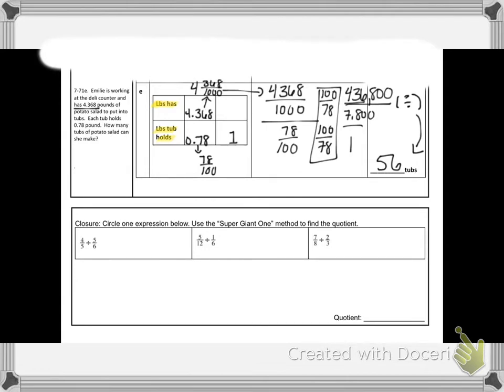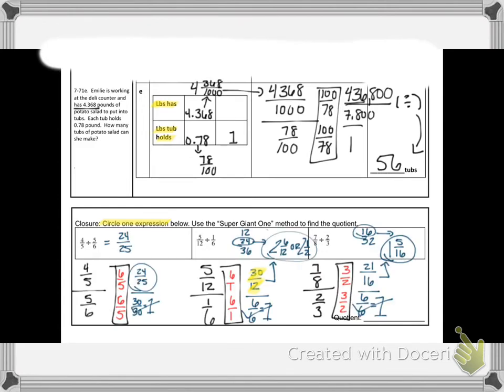Closure. You try. Circle one expression below. So do the first problem, or the second problem, or the third problem, or you can do all three if you need extra practice. Go ahead and practice dividing decimals. Pause the video, do your work, then hit play and check. Please look at the problem you did and check your work.